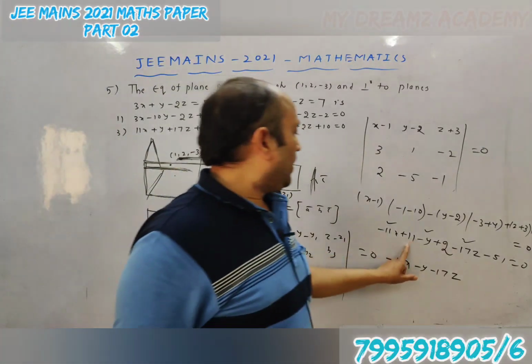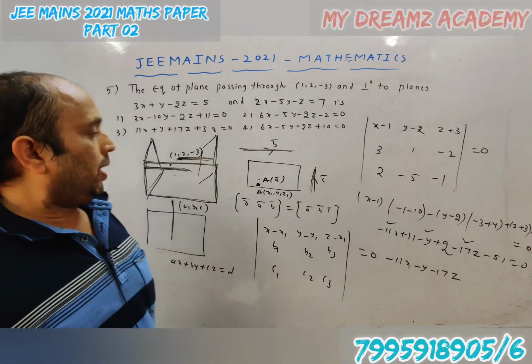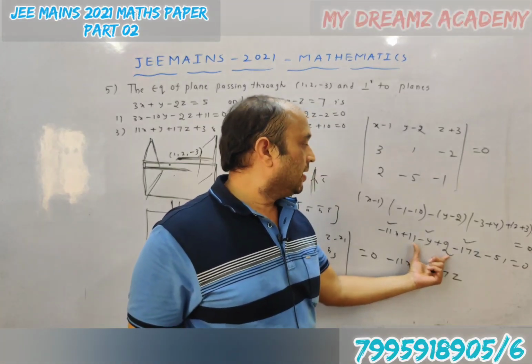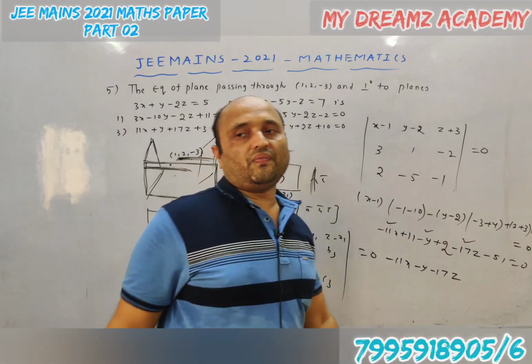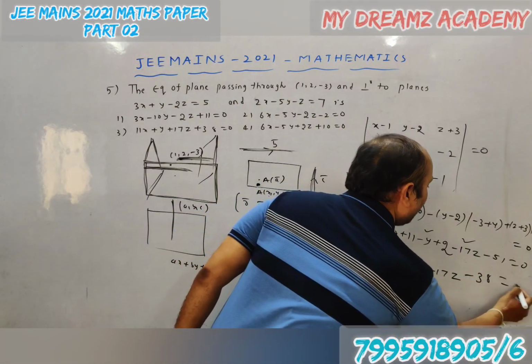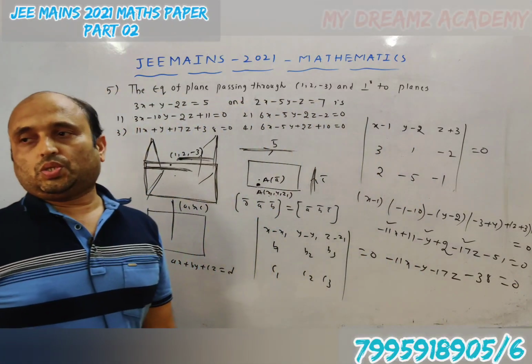So here 11 plus 2. 11 plus 2 is 13. 13 minus 51 is minus 38 is equal to 0.